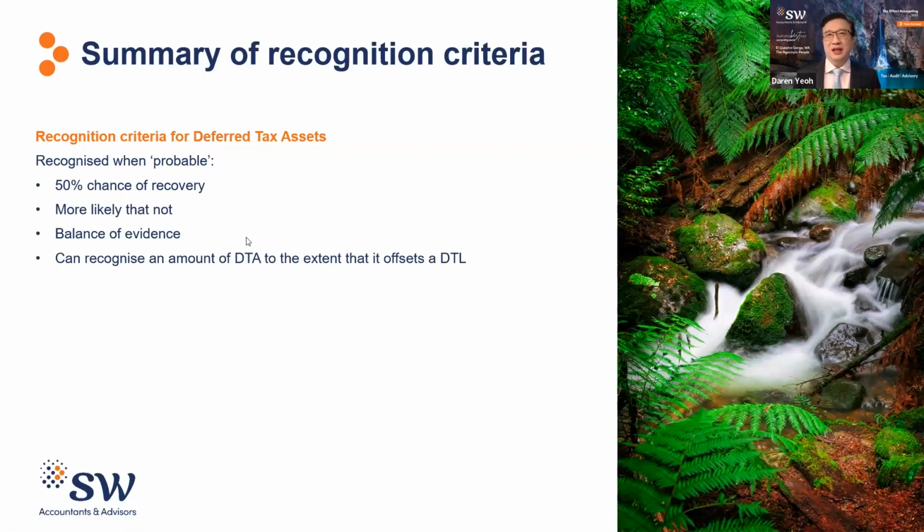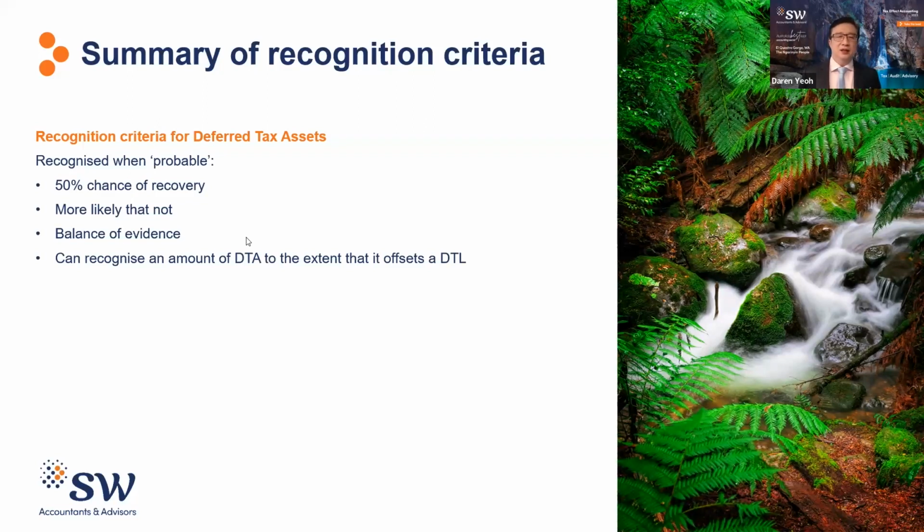So how do you know if something is probable? It's understood to be a 50-50 test. So if you assess it to be a 50.1 chance that you're going to use it, then you know it as probable that you will use those deductions or losses. So it's a more likely than not test.